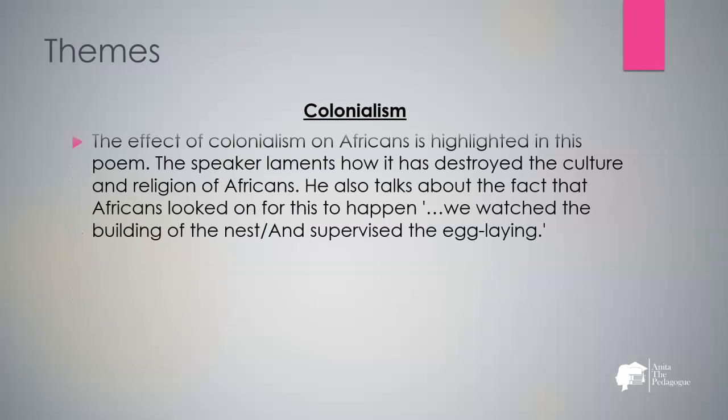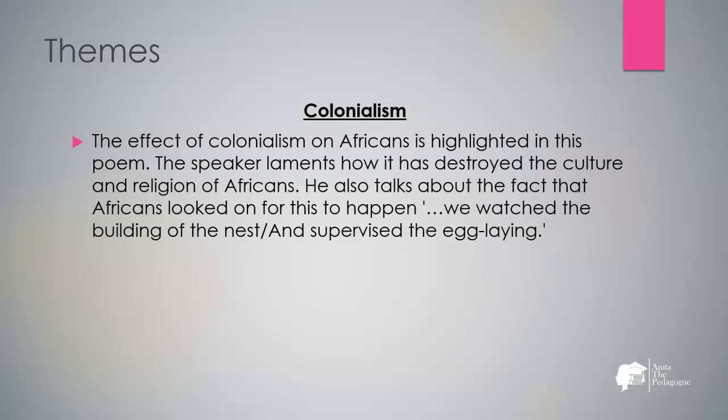We'll now look at themes, the central ideas that we can pick from the poem The Weaver Bird. So colonialism. The effect of colonialism on Africans is highlighted in this poem. The speaker laments how it has destroyed the culture and religion of Africans. He also talks about the fact that Africans looked on for this to happen. "We watched the building of the nest and supervised the egg laying."